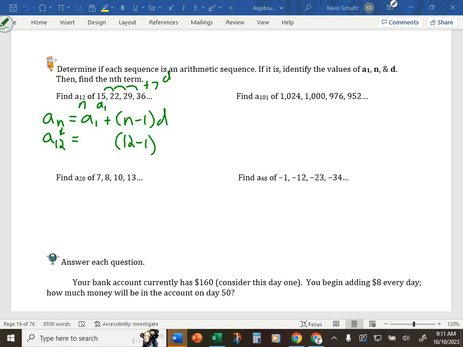Okay? My first term is 15. My common difference, my pattern, is positive 7. That's what goes into the calculator. Because you're starting at 15 and you're adding 7 11 times to get to term number 12. That's what's happening here.